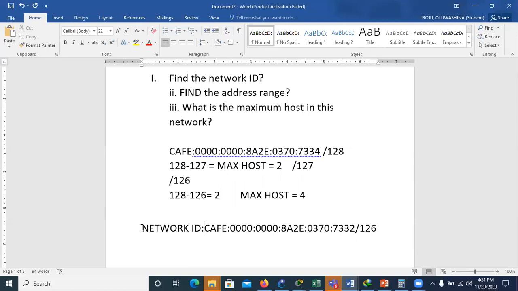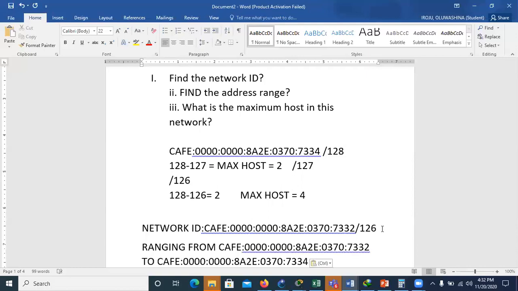Question 2, find the address range. Note, in IPv6, there's nothing like an invalid address as in IPv4. In IPv4, the network address is invalid and the broadcast address is invalid, you can't use them. But in IPv6, all addresses are valid. So when I say address range, since it's 4 maximum hosts that I'm getting in this network, the range will go from this network ID, Ctrl+V, to the same address, Ctrl+V. This is 4 addresses, right? That is 2 is number 1, then 3, 4, 5 to 5.